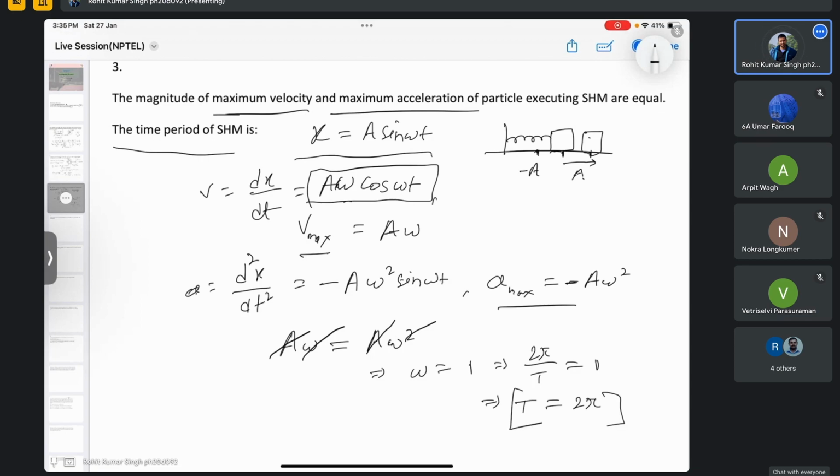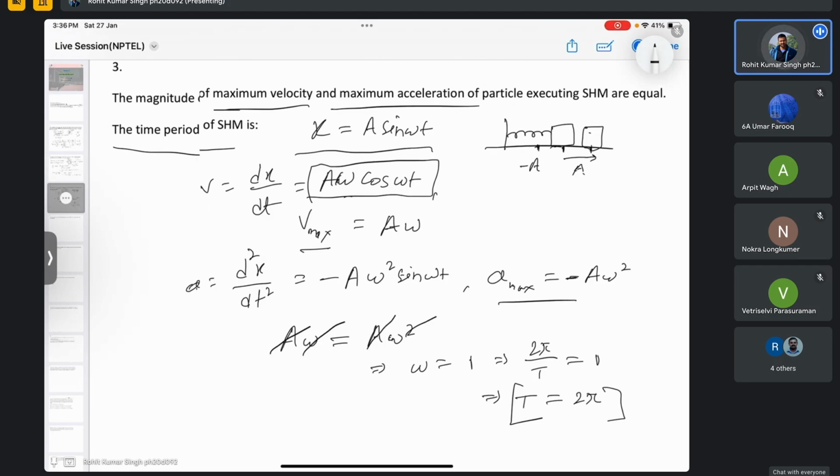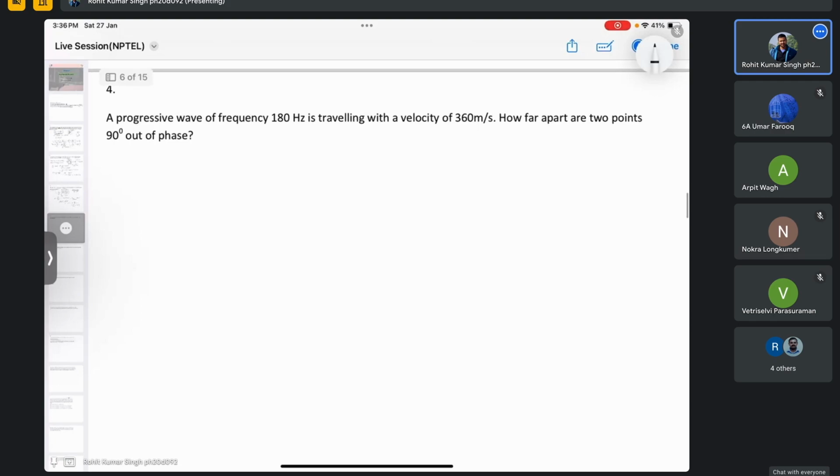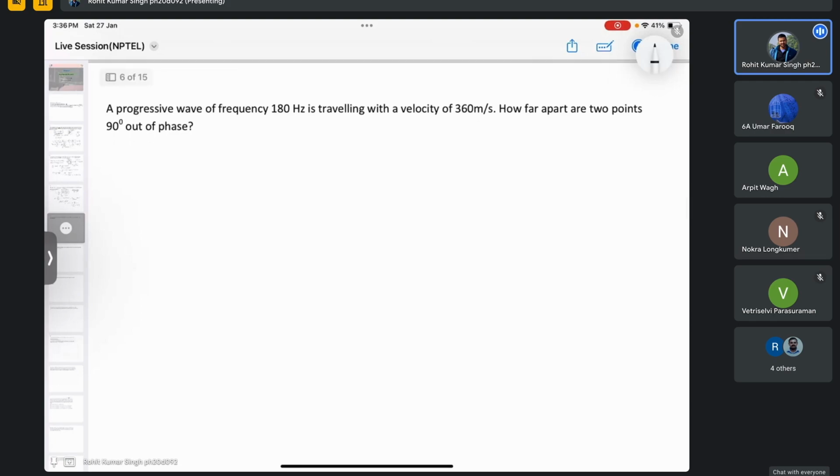Okay, this is a very simple problem again. Does anyone have any doubt here? Okay, if not, then let's move to the next problem.